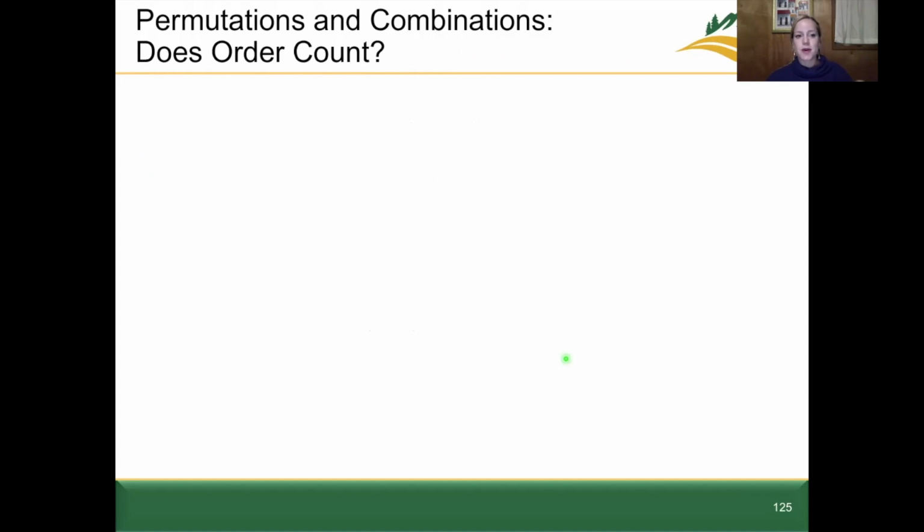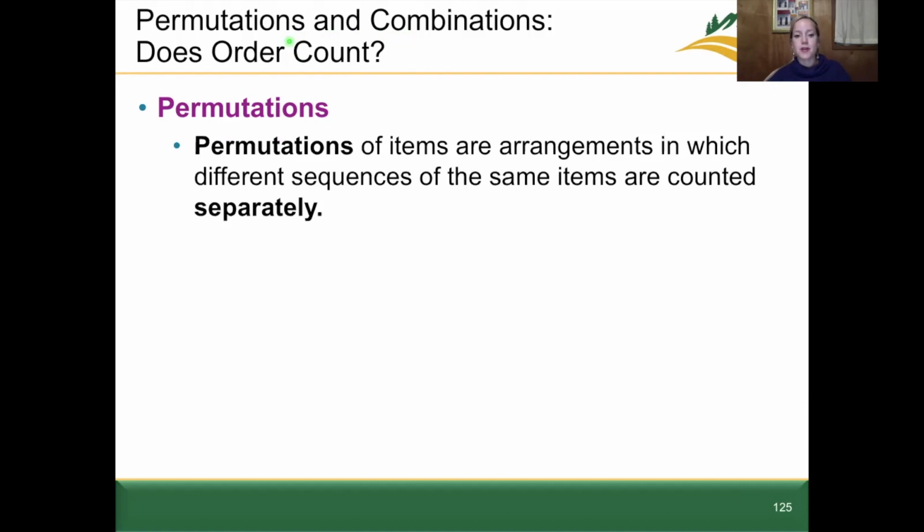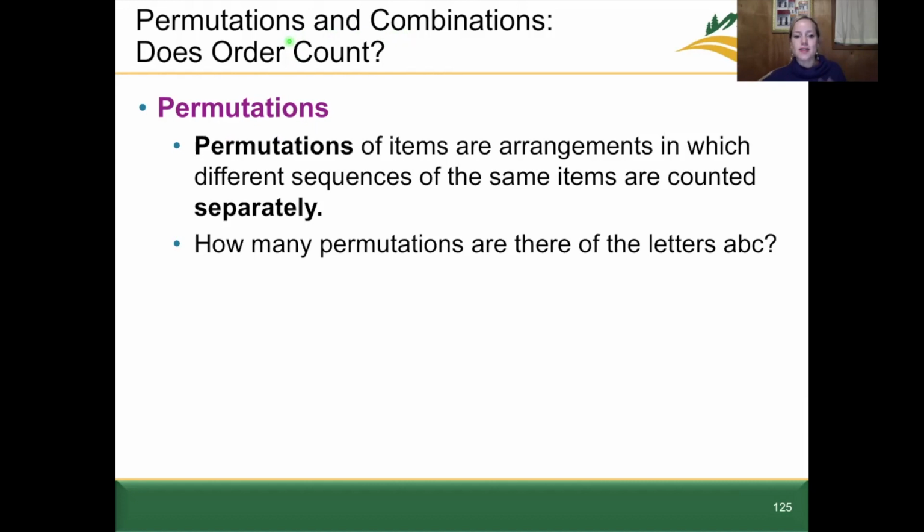Next, we're going to talk about permutations and combinations. The key question to answer when deciding between these two is, does the order count? So here for permutations, permutations of items are arrangements in which different sequences of the same items are counted separately. Let's do an example of this. So how many permutations are there in the letters of A, B, and C?